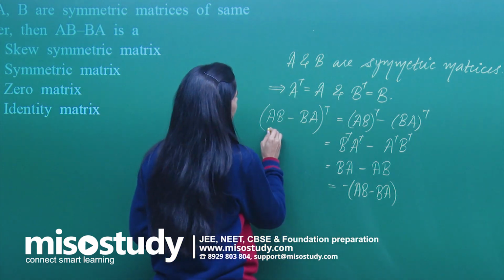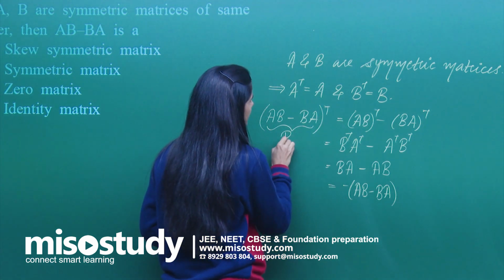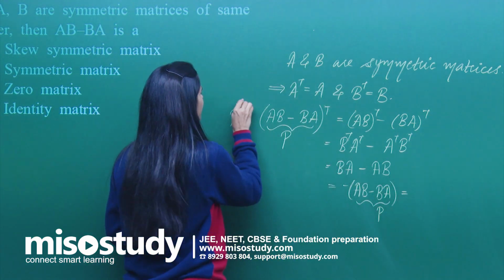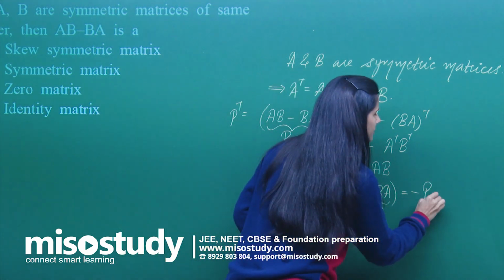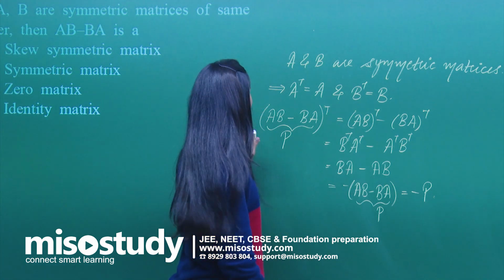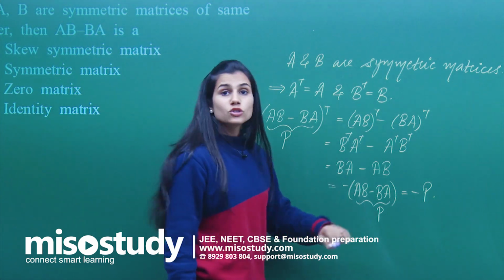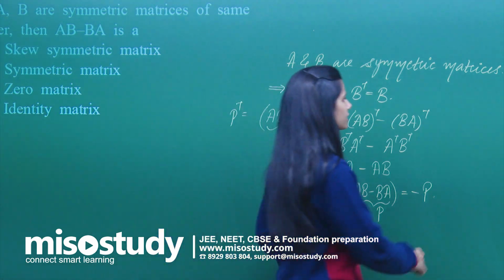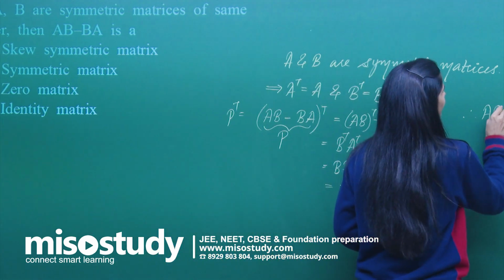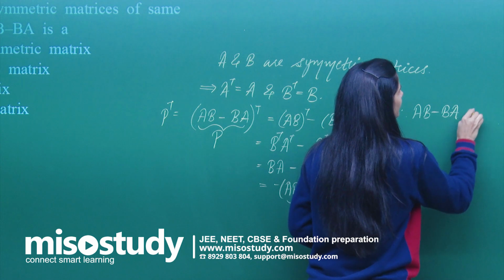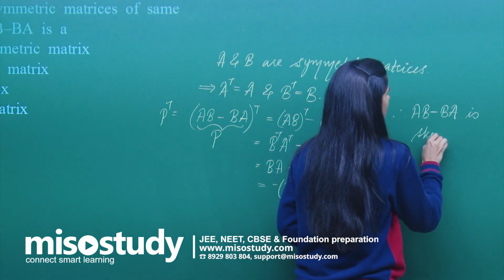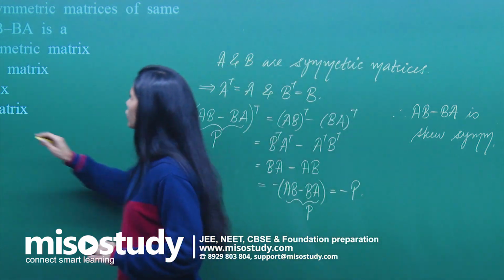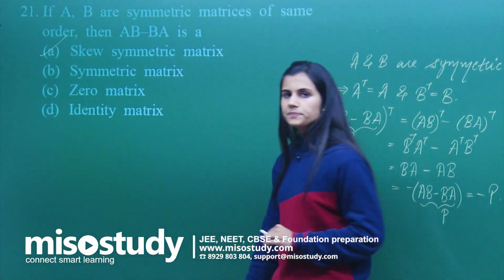Which means if this complete matrix is say P, then you have got P transpose is minus P. And therefore your matrix P, which is AB minus BA, is not symmetric, not identity, not null, but it is skew symmetric. AB minus BA is skew symmetric matrix. And therefore your correct option is option A.